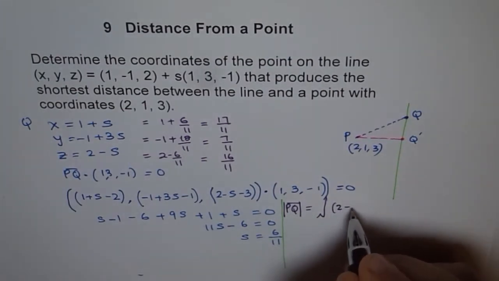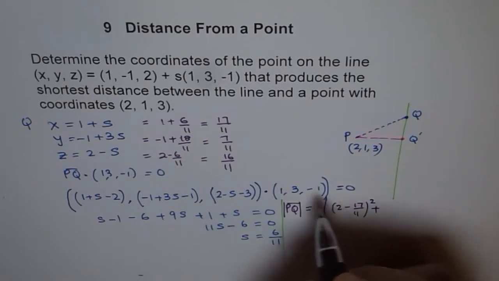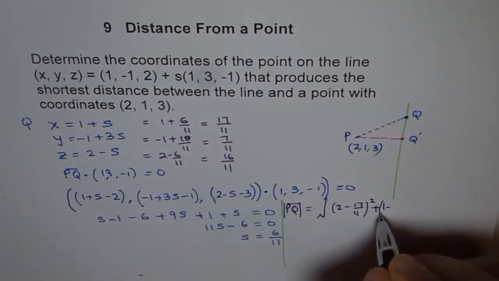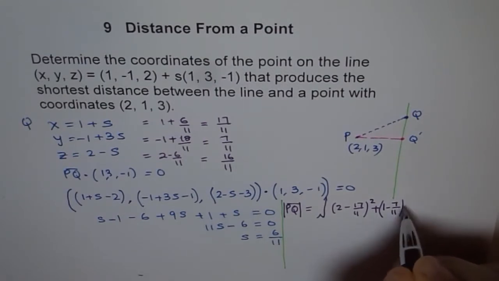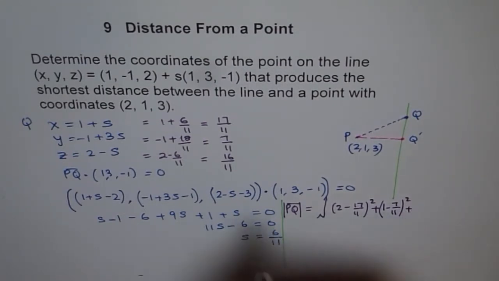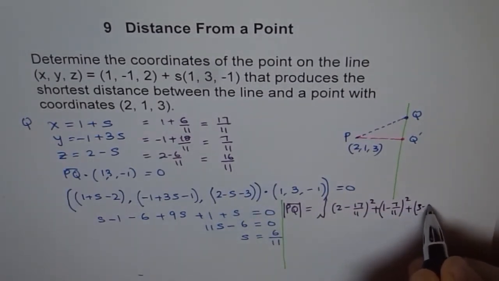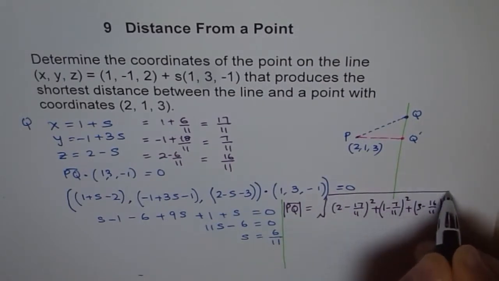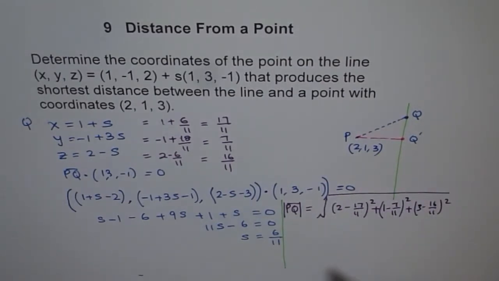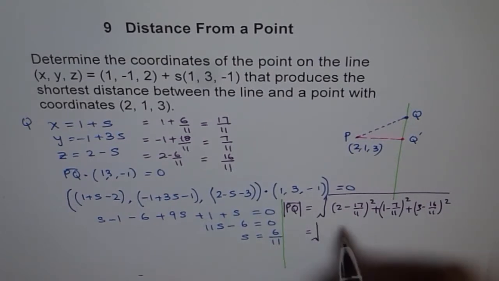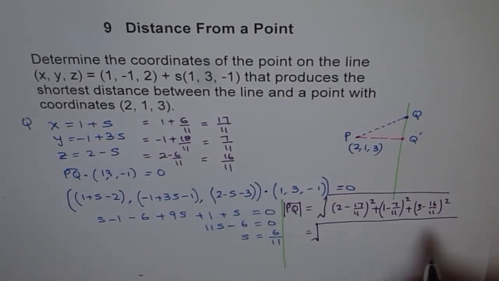2 minus 17 over 11 square plus 1 minus 7 over 11 square plus 3 minus 16 over 11 whole square, square root, right? So you can solve this to get your answer, right? Use calculator and then solve it, right? So let me see what best I can do about it.